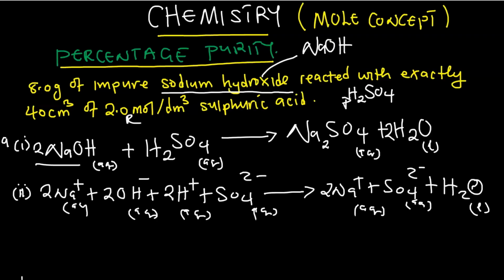Then what you do afterward? What you do is that you cancel out those ions that are common on both sides. And if you see from here, sodium we have, sulfate we have. So the net ionic will be 2 hydroxide ions, which are in aqueous state, plus 2 hydrogen ion. This is going to result into what is remaining here.